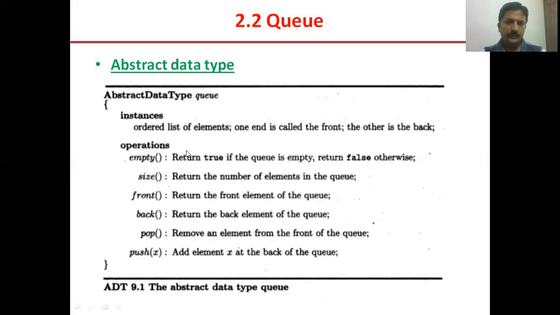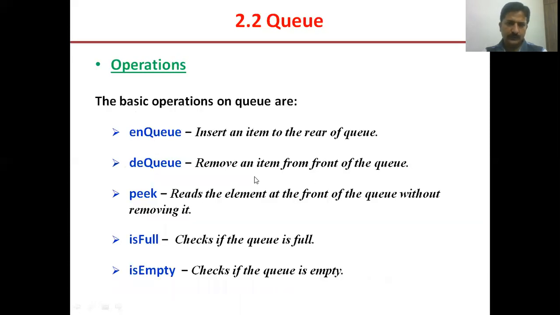The operations are: empty, which returns true if the queue is empty, otherwise it returns false. Size returns the size of the queue. Front returns the element at the front but does not remove it. Back returns the last element in the queue but does not remove it either. Pop will actually remove the element. Pop means deletion, and deletion always happens at the front, so it removes the element from the front of the queue. Push means insertion, and insertion happens only at the rear end, so it adds the element X at the back of the queue, that means at the rear of the queue. So this is the abstract data type.